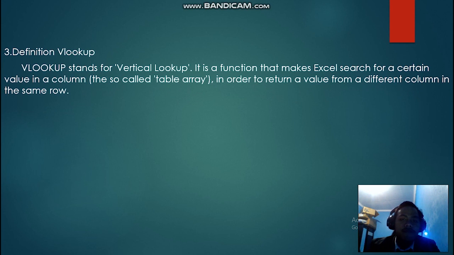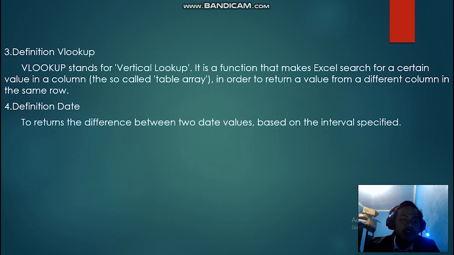Definition of lookup. VLOOKUP stands for vertical lookup. It's a function that makes Excel search for a certain value in a column, the so-called table array, in order to return a value from a different column in the same row. Definition of depth. It returns the difference between two data values based on the specific interval.